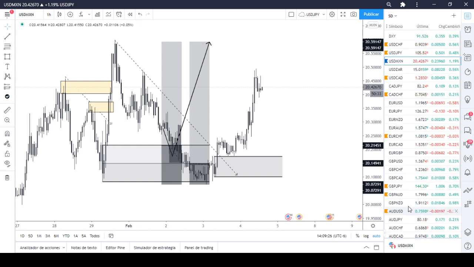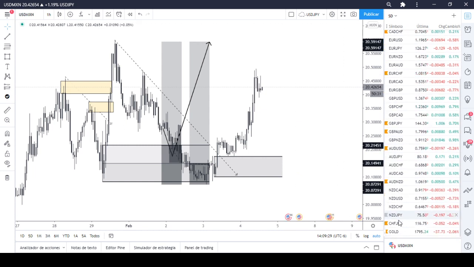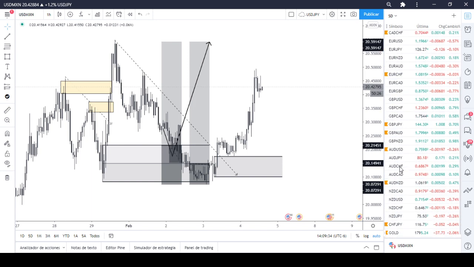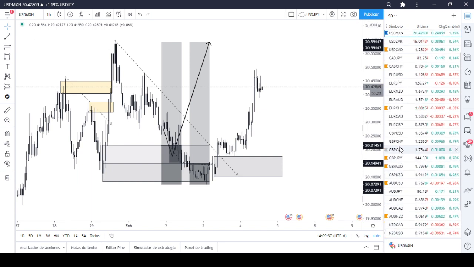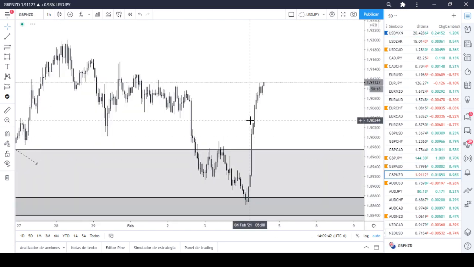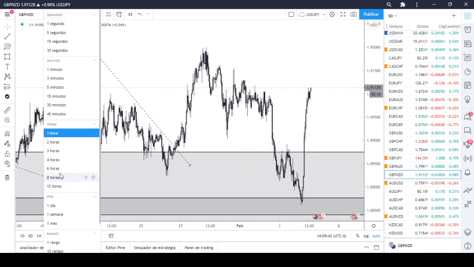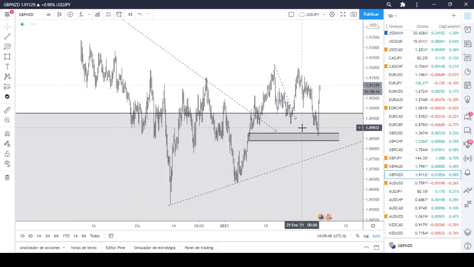Let me share another one so you can see what I do. Another one I shared last week was GBP NZD, which I missed. The price didn't reach my entry. Where is GBP NZD? Here it is. See what happened here.